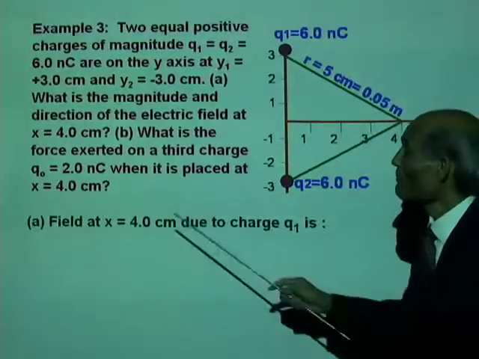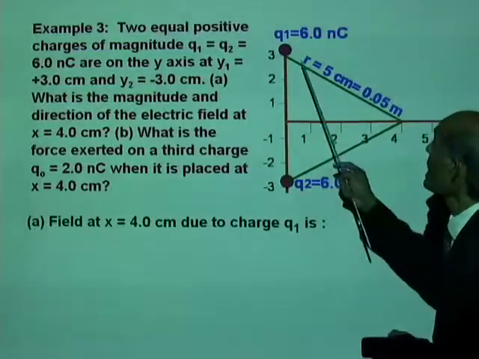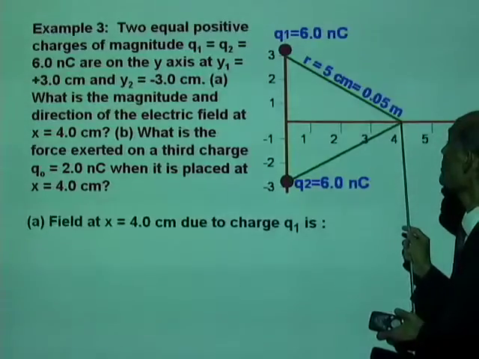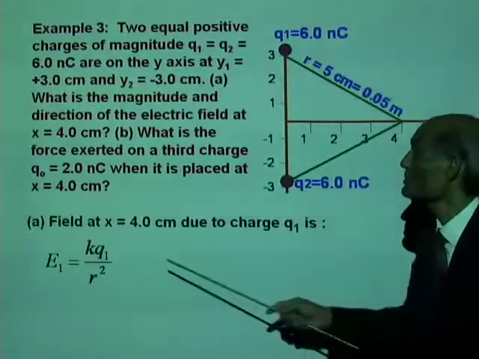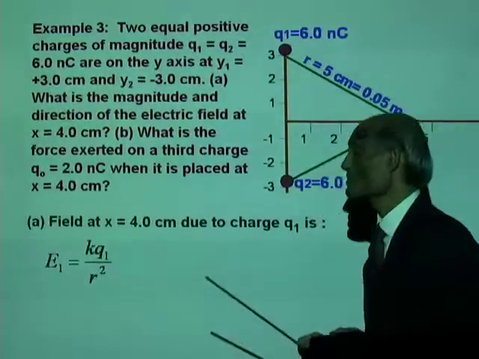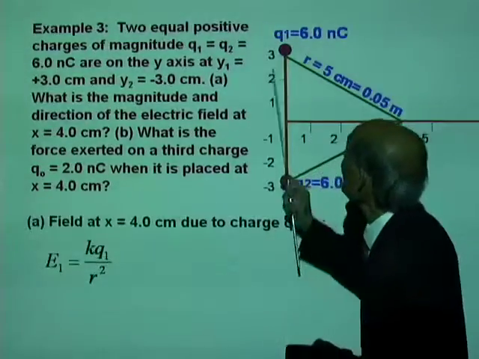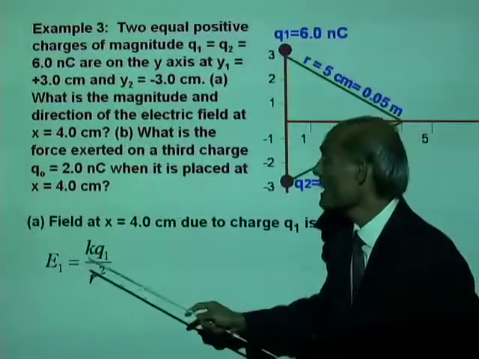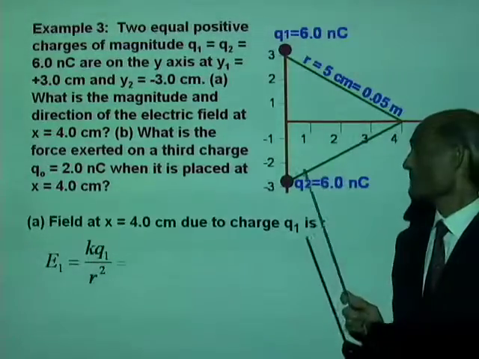Okay. The field at x equal to 4 centimeter due to charge Q1 will be, what's the equation for the field at a point due to a charge? It is KQ over R squared. E1 equal to KQ1 over R squared, where K we know, Q1 is 6 nanocoulombs, 6 times 10 to the negative 9, and R squared is 0.05 squared. There you are.